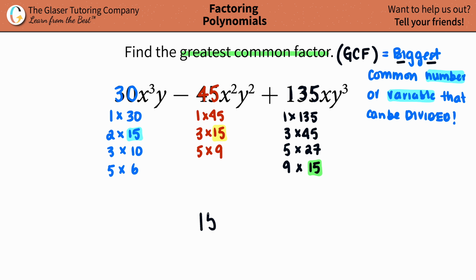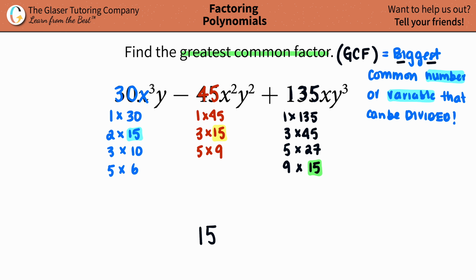I'm going to write that number down here. But now, let's do the variables. Notice how we did the numbers first, and now we just double back on the variables. So let's start with x's first. Do your x variables, analyze them, and then go to your y's. Now in this case, 30x cubed y.